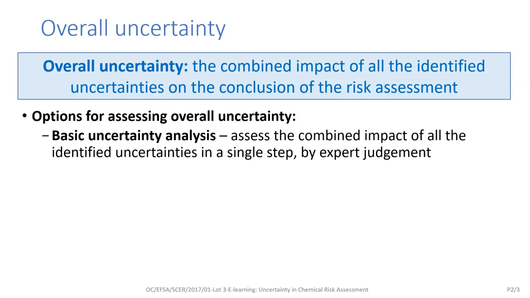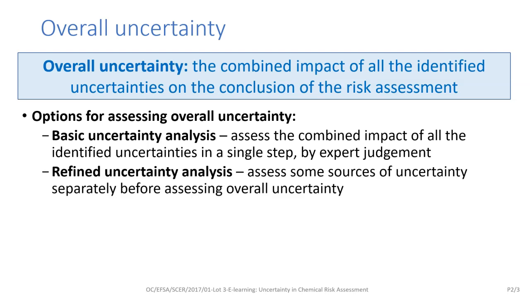The options for assessing overall uncertainty are basic uncertainty analysis, where you assess the combined impact of all the identified uncertainties in a single step by expert judgment, and refined uncertainty analysis, where you assess some sources of uncertainty separately before assessing overall uncertainty. Again, the key principle is to tailor the uncertainty analysis to what is needed. So use the basic option when it's sufficient and keep the refined options for when they are needed.